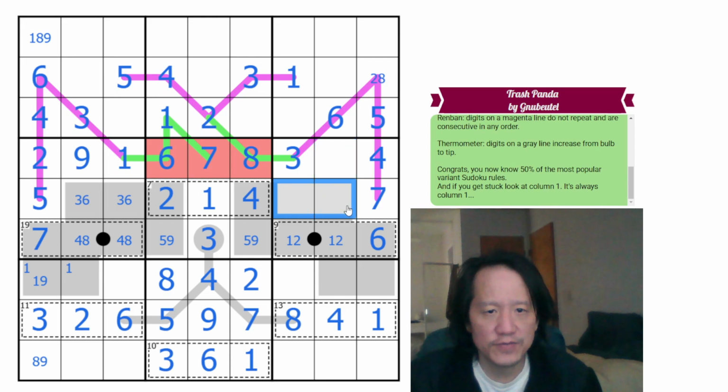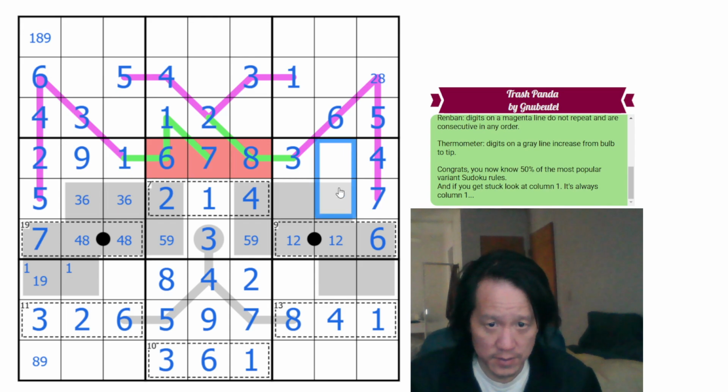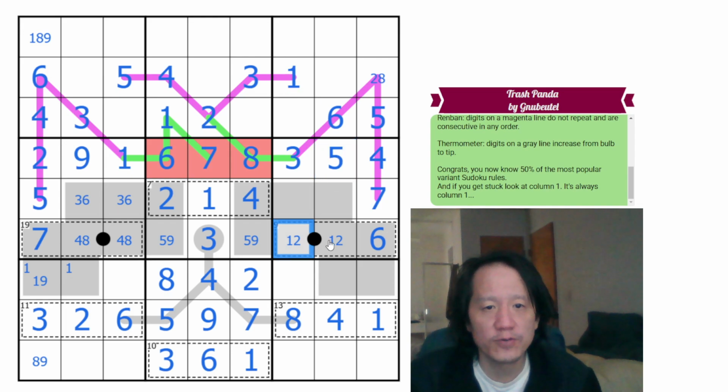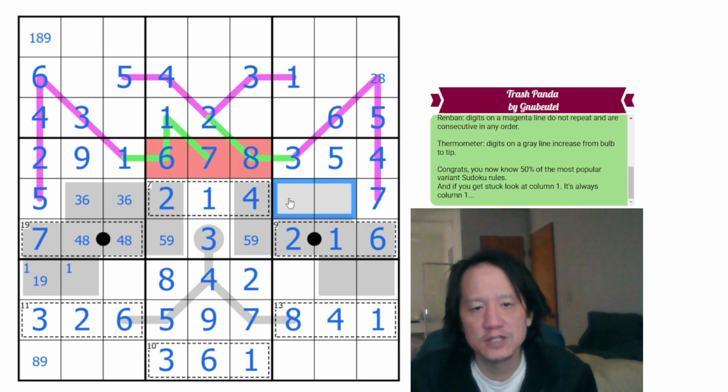So the rest of this box, this must be a 5. This 1 eliminates this from being a 1, so this is 2, which makes that a 1. This can't be 8, and the only two digits left in box 6 have to be 8 or 9, so therefore this is a 9, this is an 8.